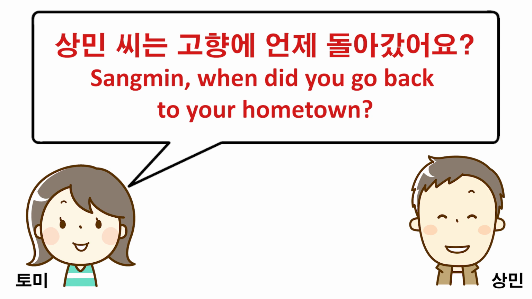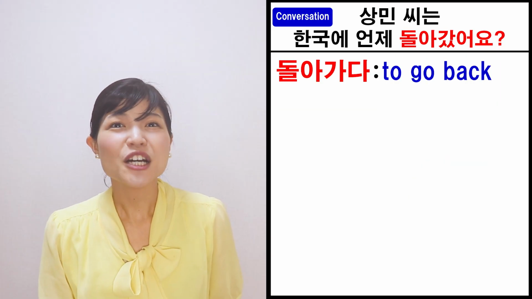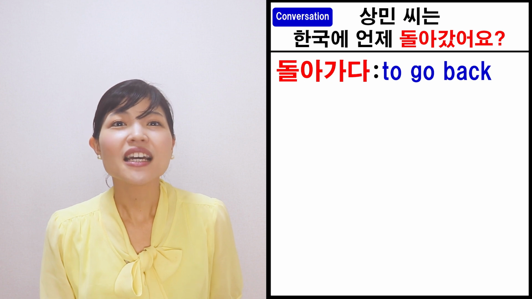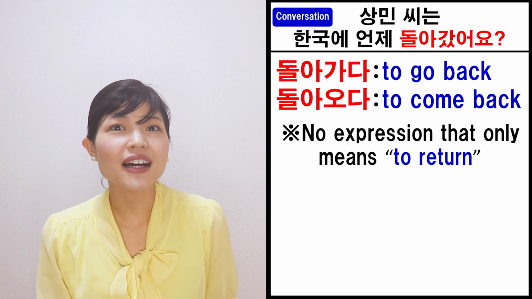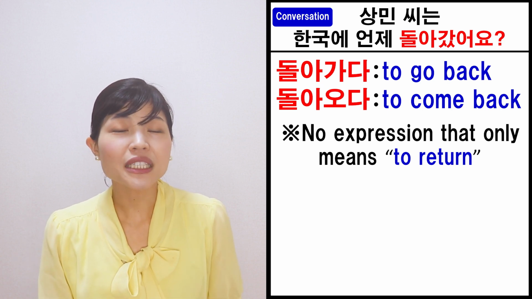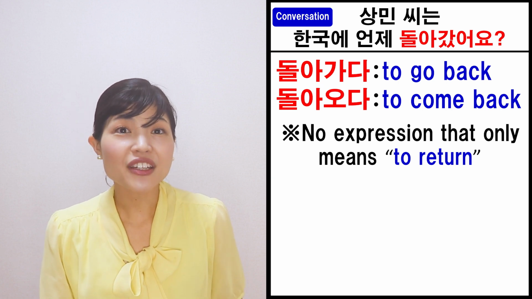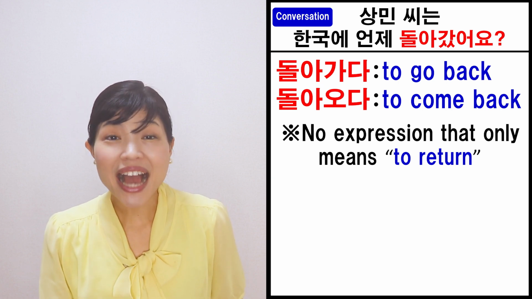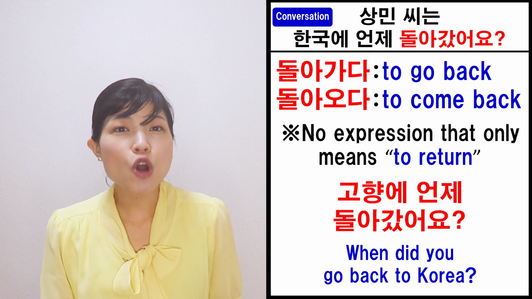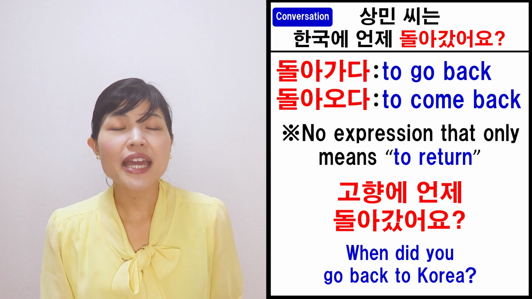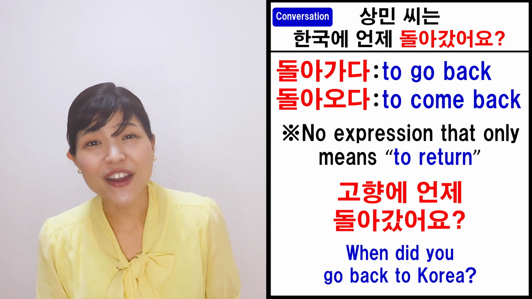Now, I will explain the vocabularies and phrases while reviewing the conversation one sentence at a time. 상민 씨는 고향에 언제 돌아갔어요? 돌아가다 means to go back and 돌아오다 means to come back. In fact, in Korea, there is no expression that only means to return. You either use 돌아가다 to go back or 돌아오다 to come back. If you want to ask your friend, when did you go back to your hometown, you say 고향에 언제 돌아갔어요?